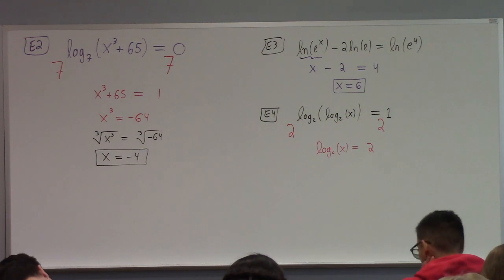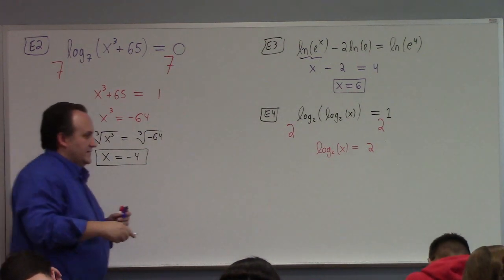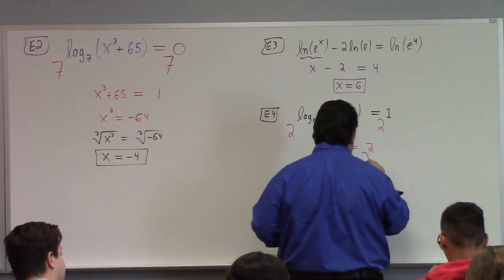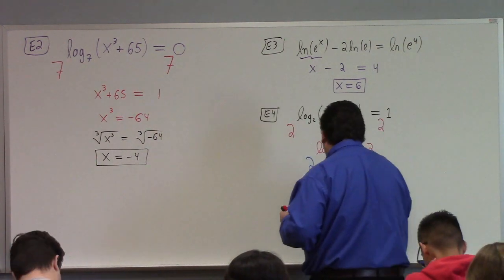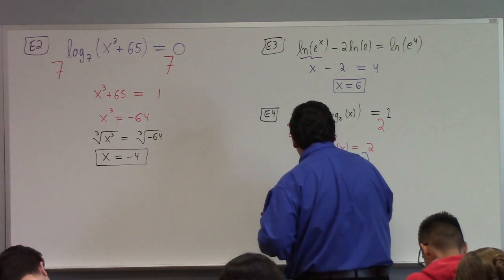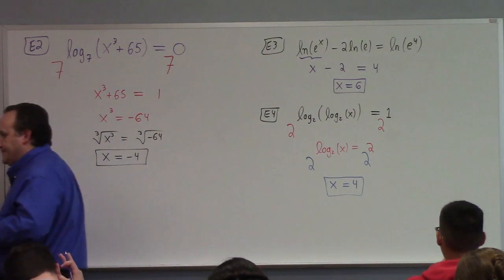Then what? Well, if it worked once, do it again. So we exponentiate another time. That gives me x equals 2 squared, 4. X equals 4. That was easy. Yep.